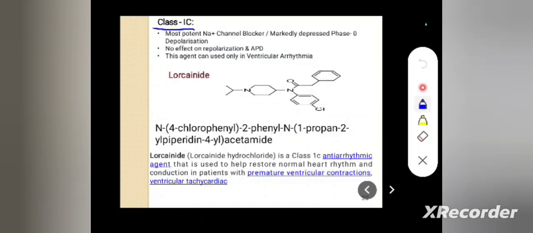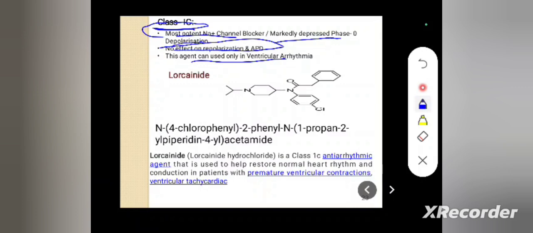So next subclass, that is class 1C. These are the most potent sodium channel blockers; they markedly decrease phase 0 depolarization, with no effect on repolarization and action potential duration, because subclass 1C drugs do not have any effect on potassium channels, they only block sodium channels. These agents can only be used in ventricular arrhythmia.